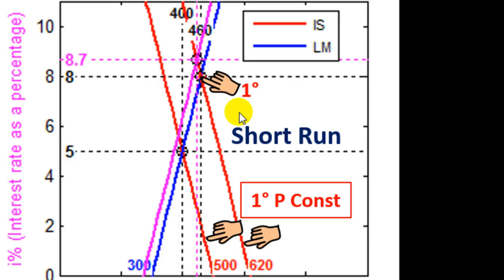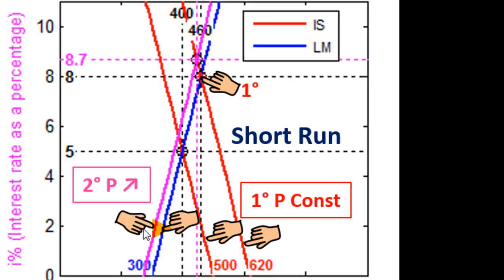And then there will be a second effect when the price level increases, and in this case, very similar to monetary policy, there will be a shift of the LM curve. So this blue LM curve will shift from here to this pink LM curve here, and then the equilibrium will pass from this point to this point. This is the second effect.